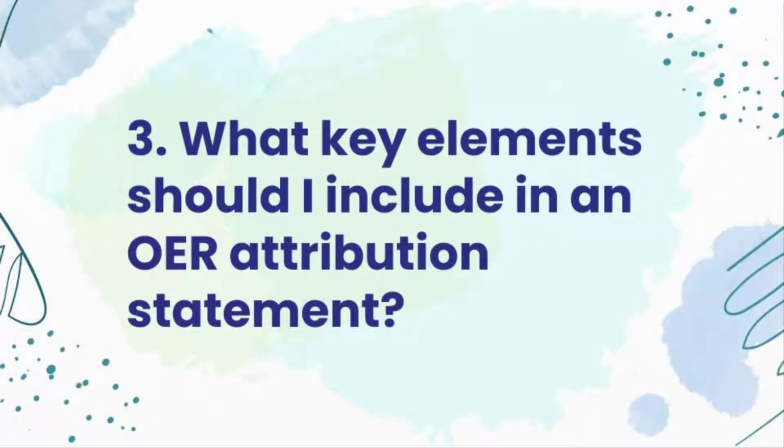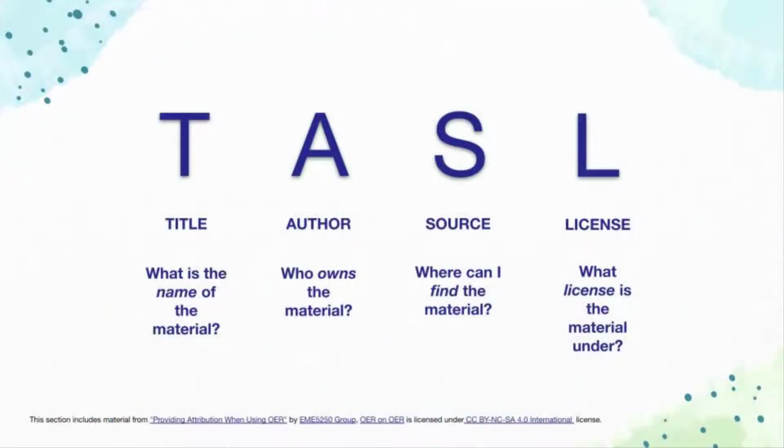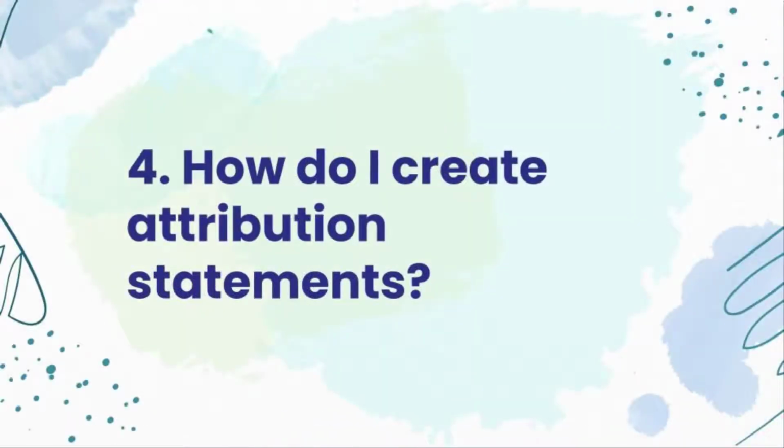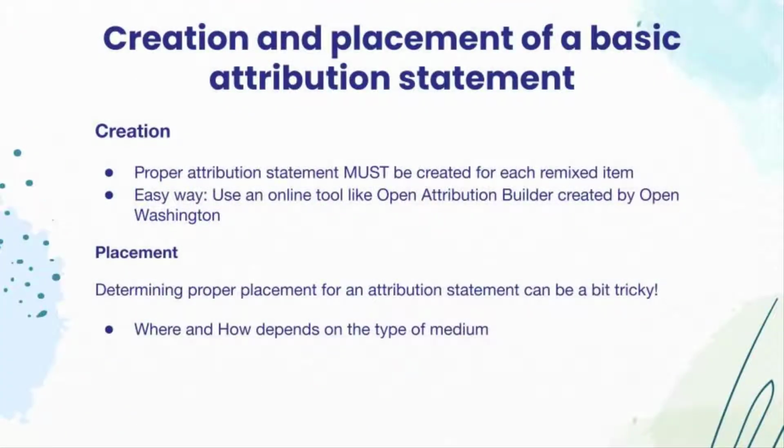Now you may be asking yourself, what key elements should I include in an OER attribution statement? You can remember the key elements by using the acronym TASL. An attribution statement should include information about the title, author, source, and license of the material. How do I create attribution statements? In terms of creation, proper attribution statements must be created for each remixed item. An easy way to do this is to use an online tool like Open Attribution Builder created by Open Washington.